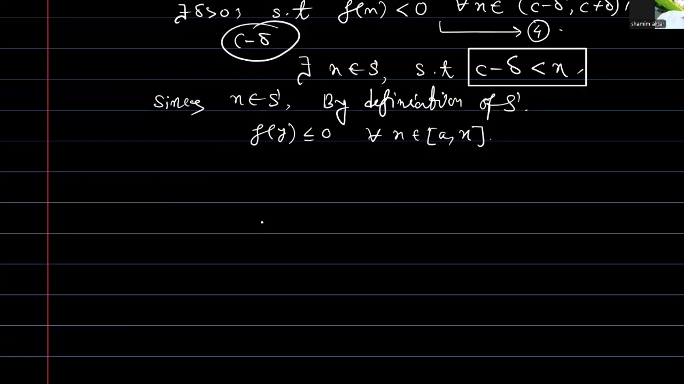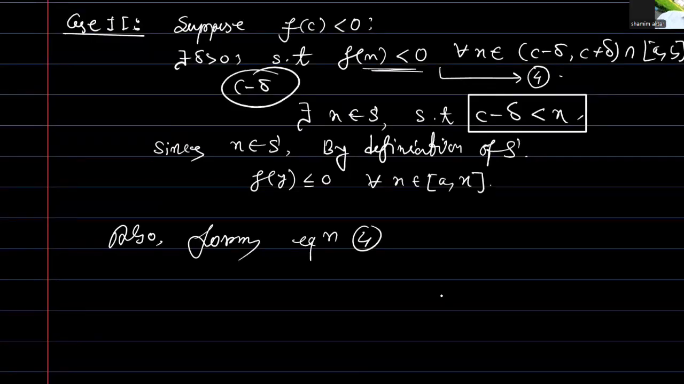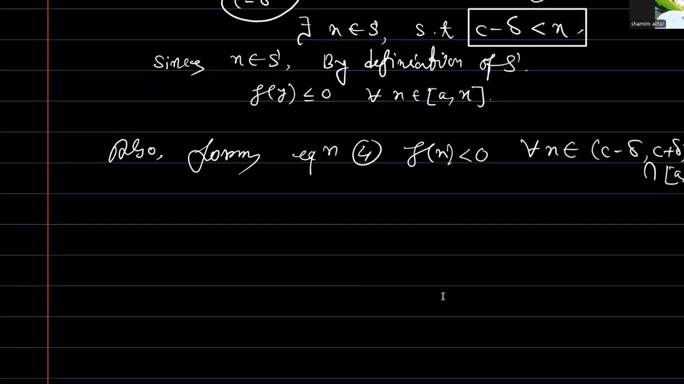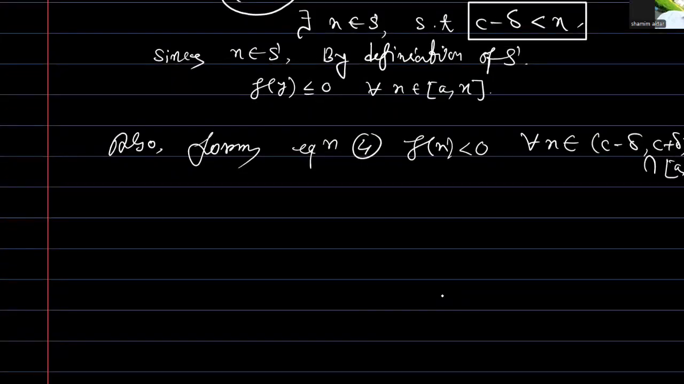And also from equation number 4, f of x is less than 0 for all x belonging to c minus delta, c plus delta, intersection a, b. Here c plus delta by 2, or any such point, belongs to c minus delta, c plus delta, intersection a, b.